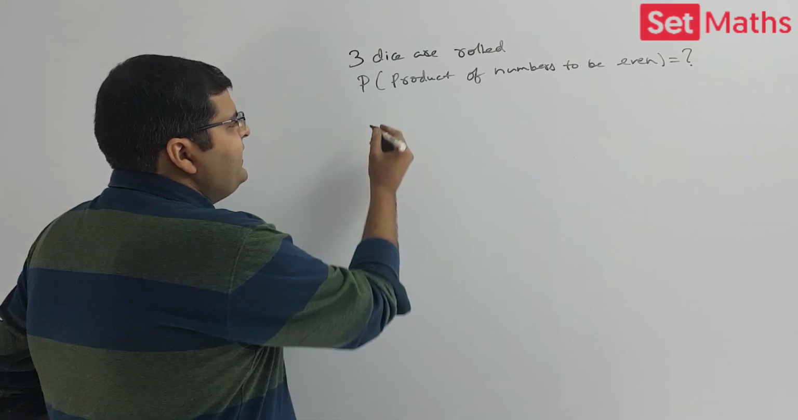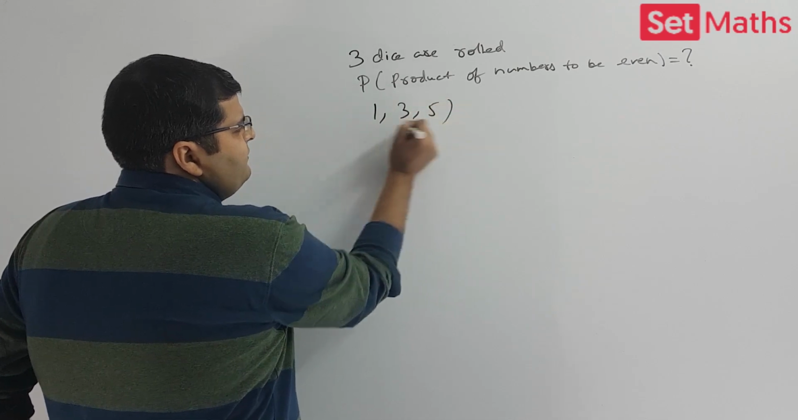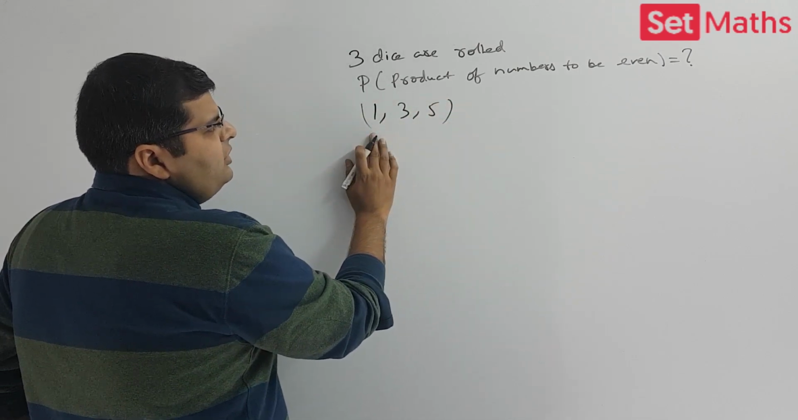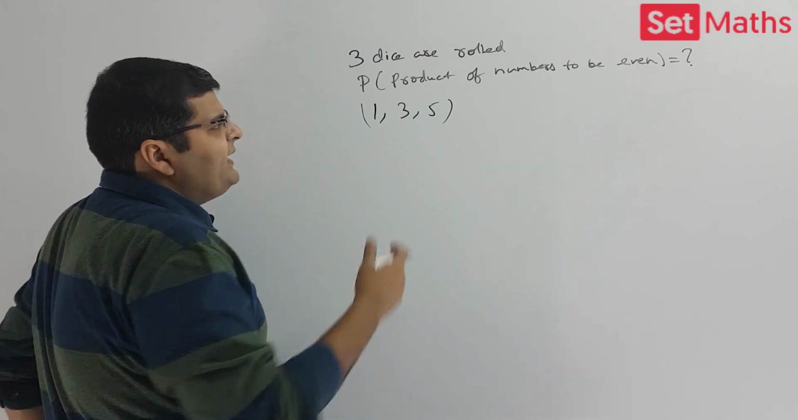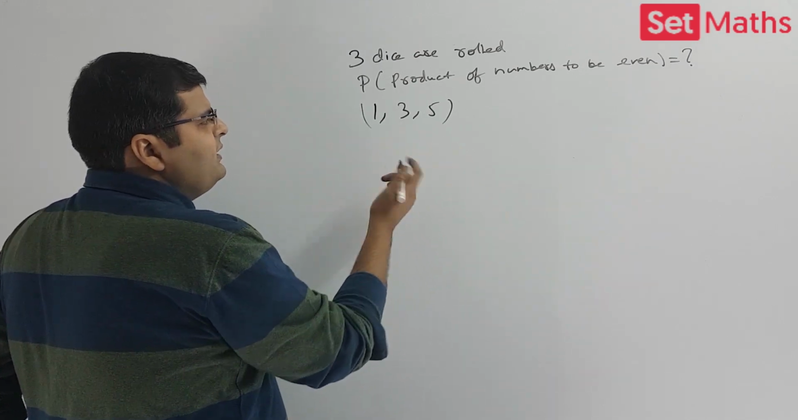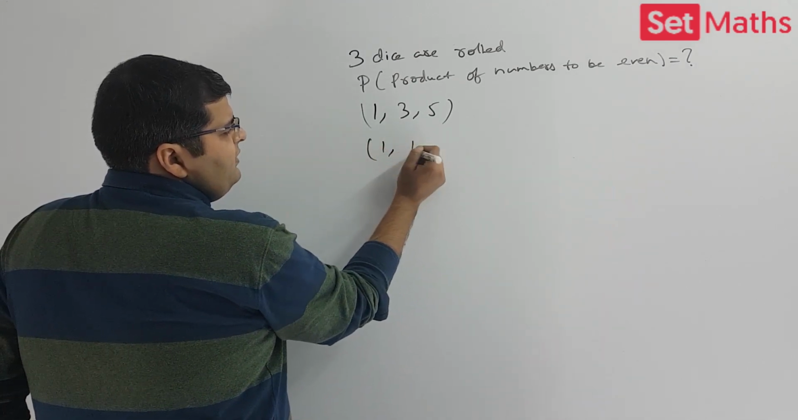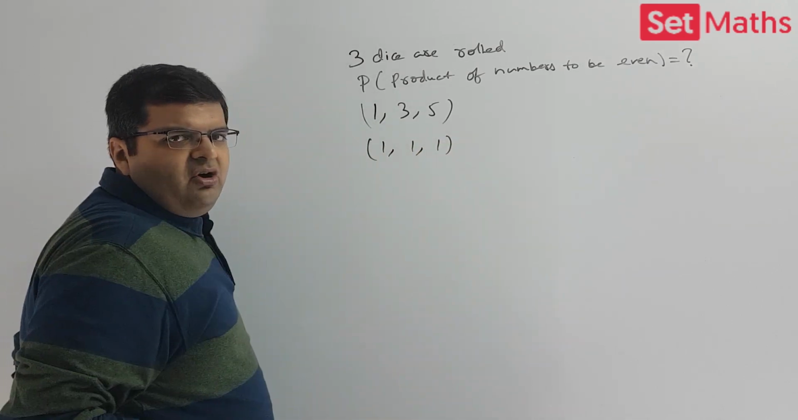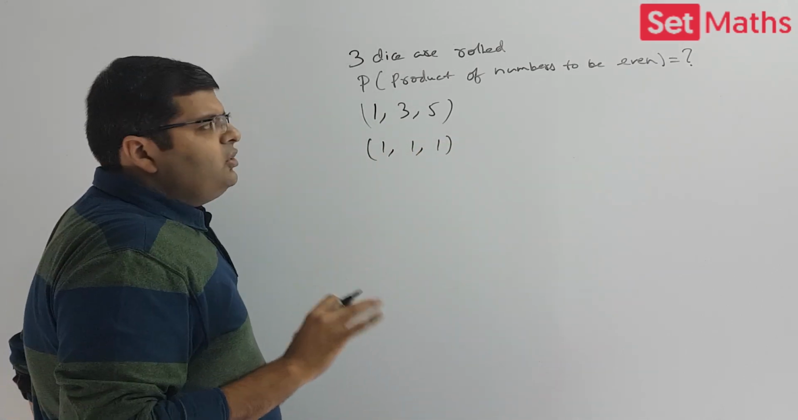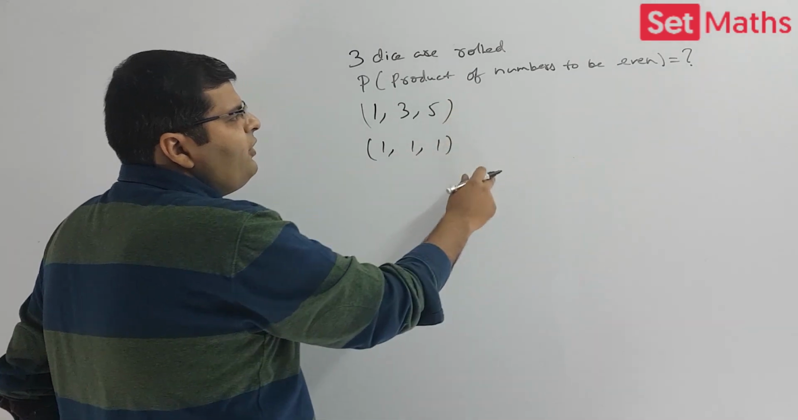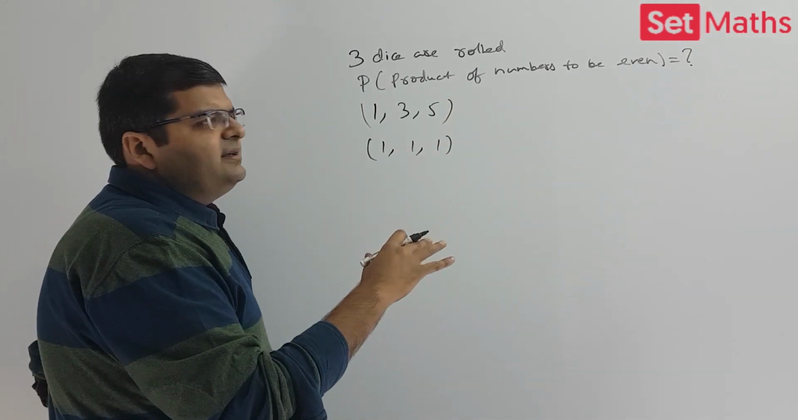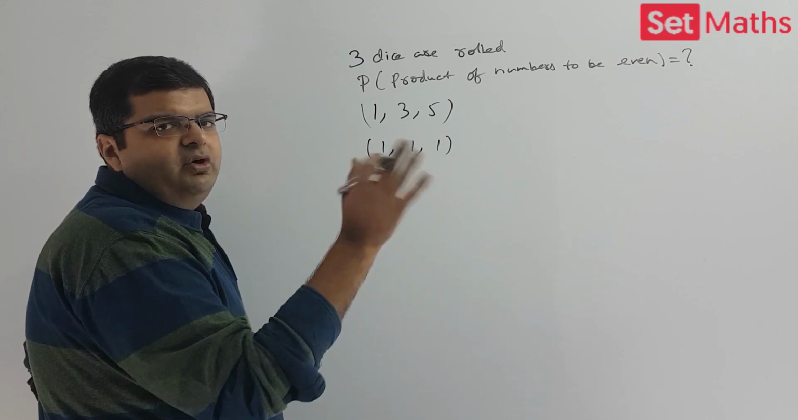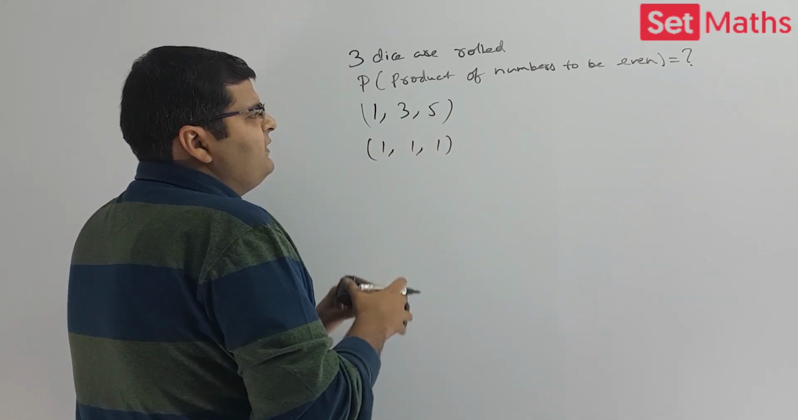For example, if we get numbers as 1, 3 and 5. So one of the dice got 1, the other got 3, the other got 5. In this case, the product has to be odd. Or if I get a case like 1, 1 and 1, again the product is odd. So what we're going to do is, we'll find for odd, and we will deduct that odd case from the total case to get the even case.